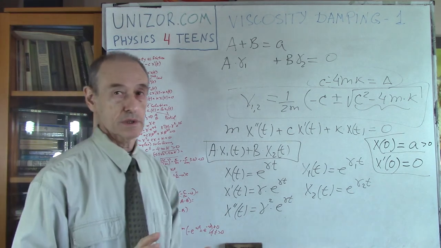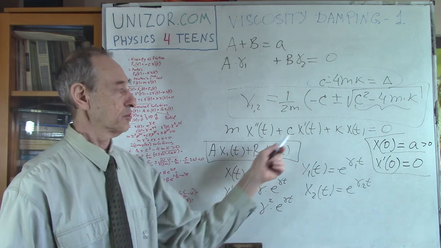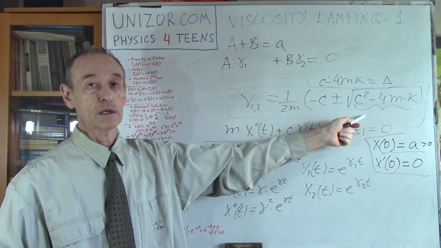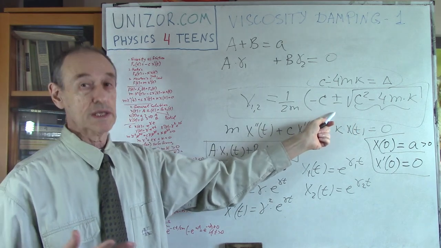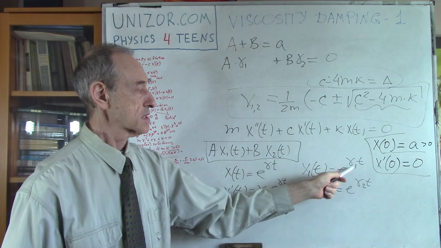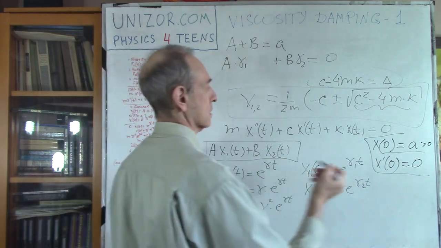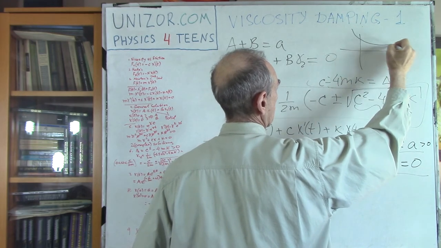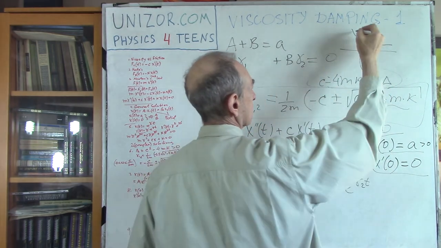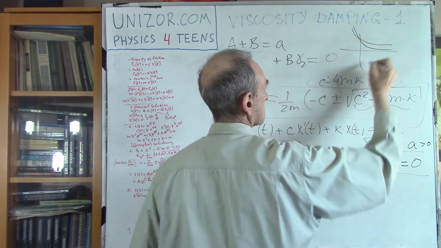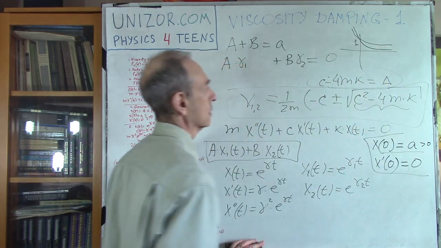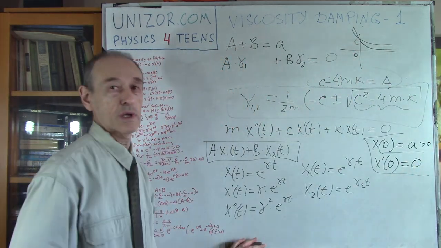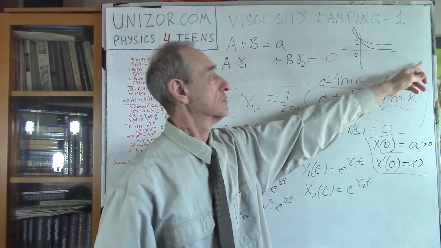You noticed when I said that both gamma 1 and gamma 2 are negative. So what does it mean? Well, if this is negative, it means that the graph is like this. And if this is negative, the graph is like this. They're both going through number 1 at 0, and then they go to 0 when t goes to infinity.